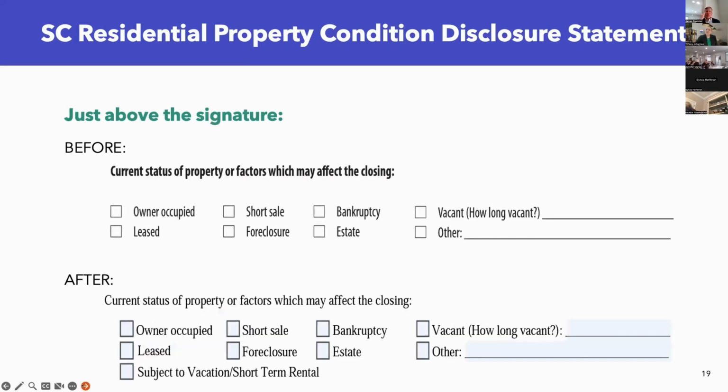All right, moving ahead. Just above the signature. This is a little bit current status of property or factors which may affect the closing. All the check boxes are the same. There is just one that isn't displaying, because I think Tiffany loaded this, but right under the leased box, there is a vacation rental box now. So you have to disclose if there are vacation rental leases in place, now in a couple of different ways. So we have hustled through the seller's disclosure.